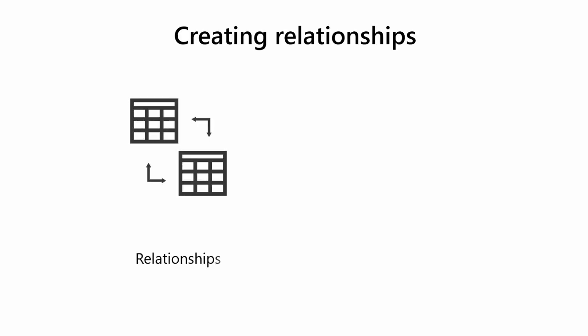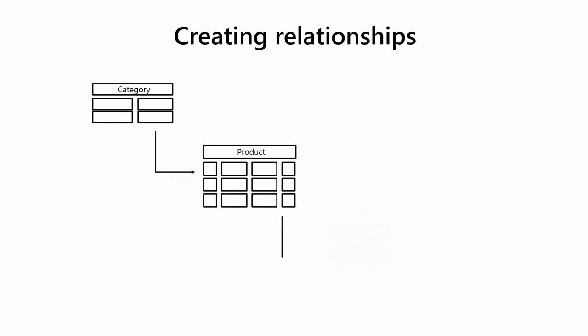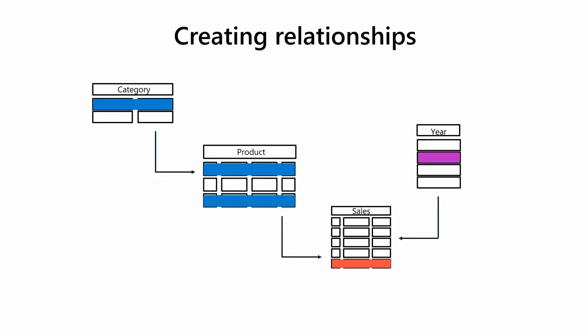The next reason why you would combine tables is to create relationships. Combining tables is crucial for establishing relationships between related data. In Power BI, relationships between tables are used to create meaningful visualizations and enable interactive analysis. By combining tables, you can link data points across different tables based on common fields or keys.